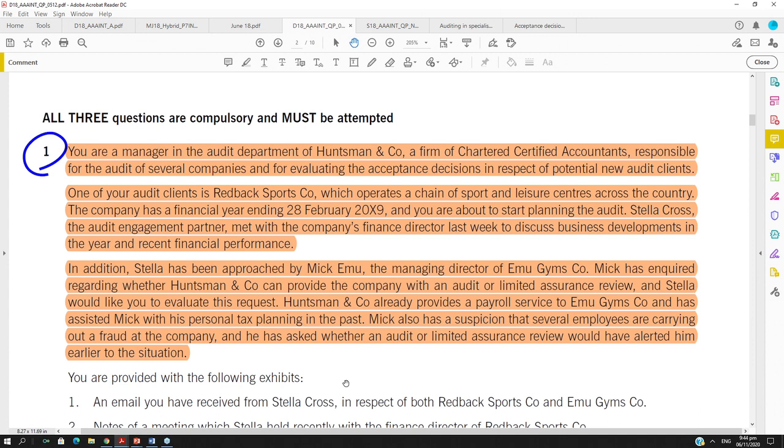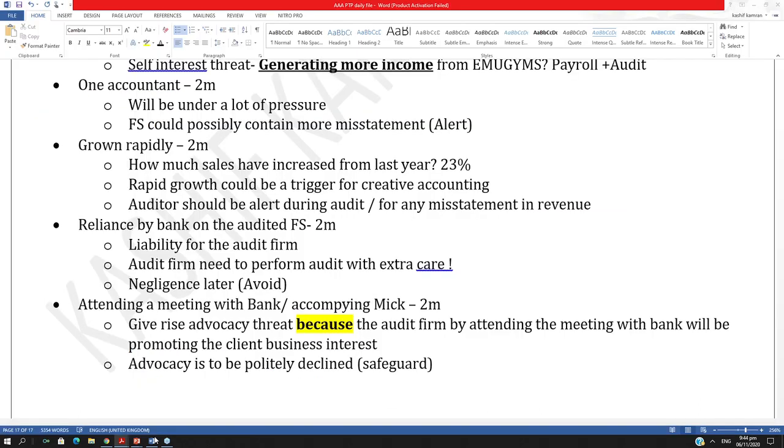And we have been approached by Emugems. So do you believe Emugems and Redback Sports Company have a conflict of interest? Is that an important point even? We are already performing the audit of Redback, and Redback also offers gym services. So do you believe both are competitors to one another? From the introductory page, you will also identify that the Redback company, which is already your audit client, and the Emugems company, which you are about to accept, are competitors. And because they're competitors, you will justify they have a conflict of interest.